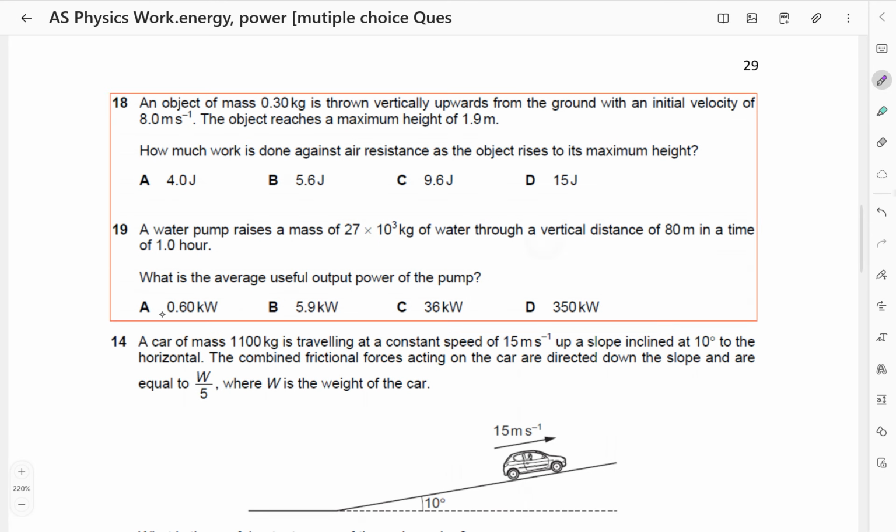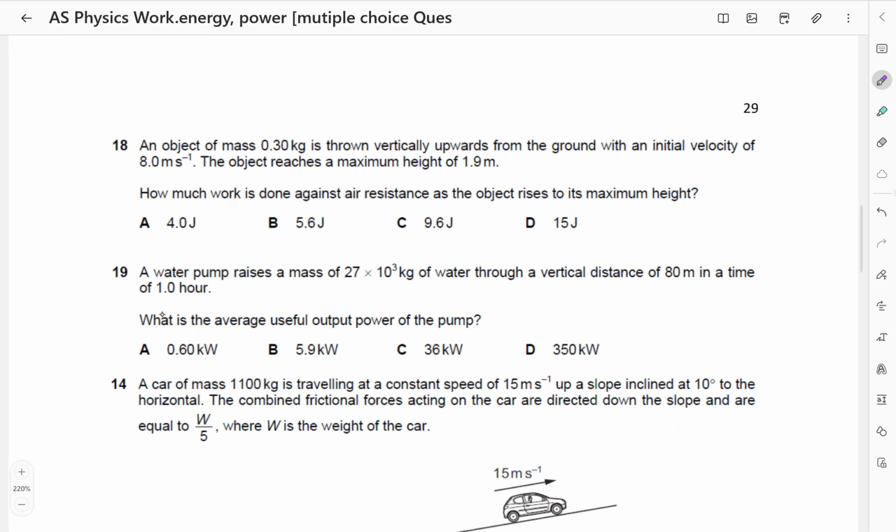An object of mass 0.3 kilograms is thrown vertically upwards from the ground with an initial velocity of 80 meters per second. The object reaches a maximum height of 1.9 meters. So maximum height is 1.9. Speed, initial velocity is 80 meters per second. How much work is done against air resistance as the object rises to its maximum height?